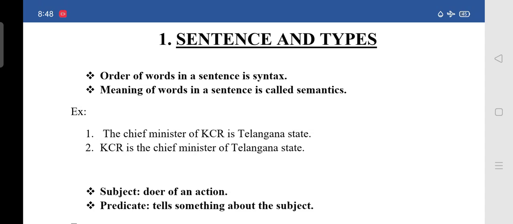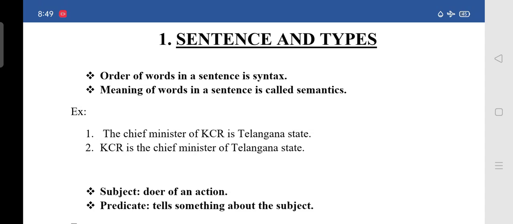Is it in a meaningful way? Yes. What we are telling is, KCR is the chief minister of Telangana state. So it has semantics and syntax. It has order of words as well as meaning of words. Whereas in the first example, it has neither order nor meaning. So it is neither semantic nor syntax. But the second sentence has order of words as well as meaning of words.